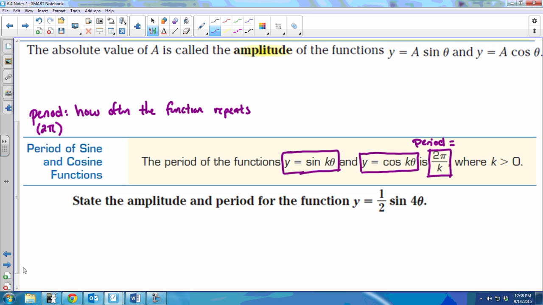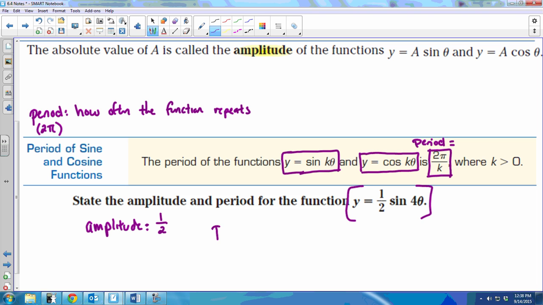All right, so I've got one example of this. This is learning target 10. Just be able to pick it out. We're not graphing or doing anything. We're just looking at the equation and writing down what the amplitude is and what the period is. So for the first equation, y equals 1/2 times the sine of 4 theta. What is the amplitude? 1/2. Not an issue. That's easy to pick out.